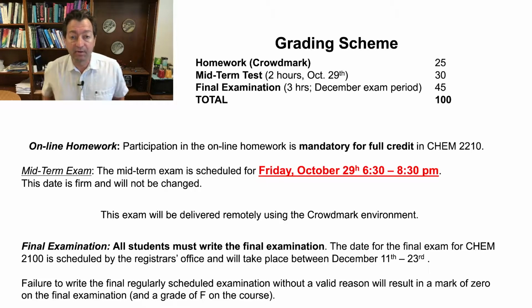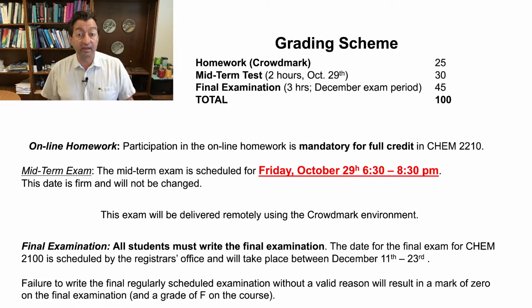The grading scheme in Organic 1 is outlined here. The homework will count for 25% of the total assessment in the course. The midterm test, and the dates are there in a minute, 30% of the final assessment, and the final exam in December will be 45%.